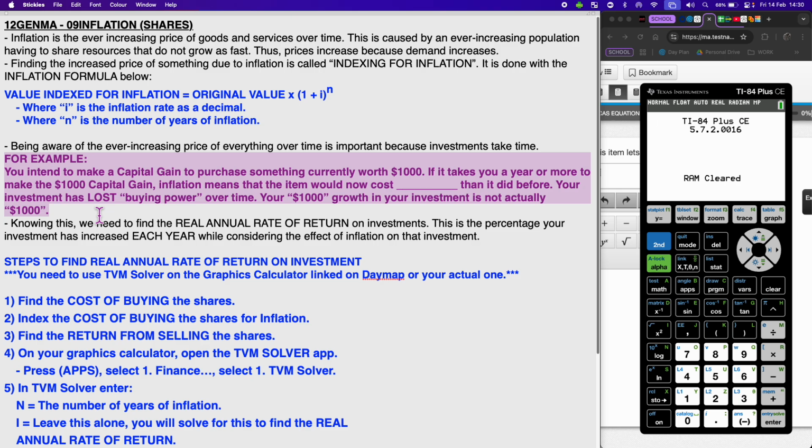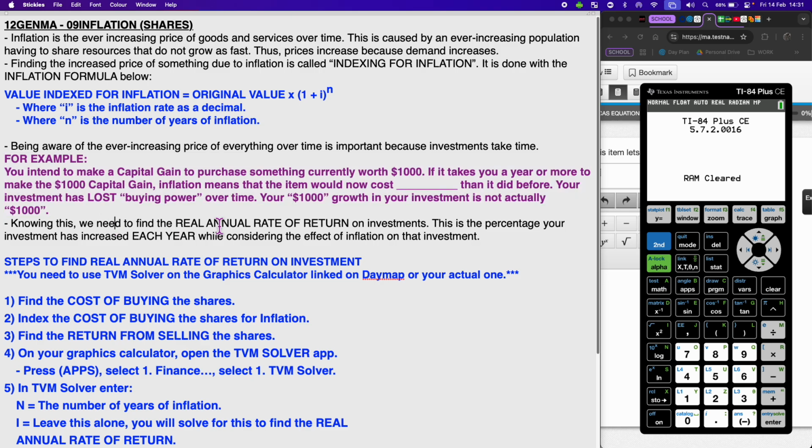I'm able to make a capital gain. If I try to make a capital gain of $1,000, that's cool, but is that going to take time? It might take a couple of years for the shares to go up enough. And let's say I intended to buy something for $1,000 and it's taken me 3 years to earn that grand. Well, that thing's not going to be worth $1,000 anymore. It's going to be more expensive. So I've lost buying power with the money that I earned from that investment.